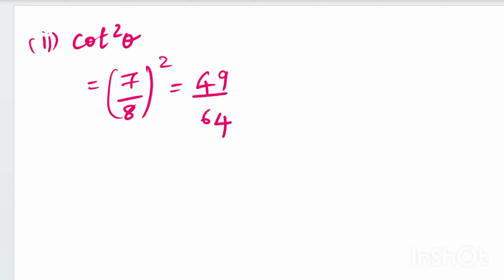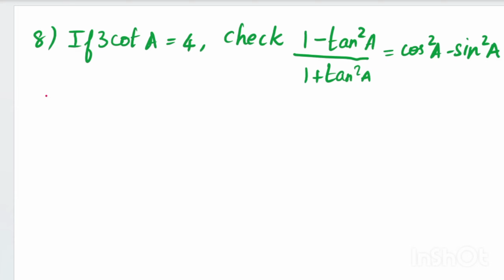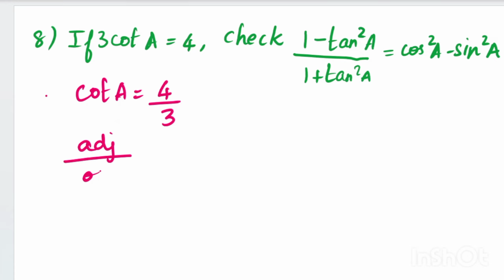Now moving on to the next sum, that is, if 3 cot A is equal to 4, check that (1 minus tan square A) divided by (1 plus tan square A) is equal to cos square A minus sin square A. Again we have to do it in a similar way. Cot A is equal to 4 by 3. Actually cot A is adjacent divided by opposite side, which is equal to 4 by 3. So the adjacent side is 4 and the opposite side is 3.